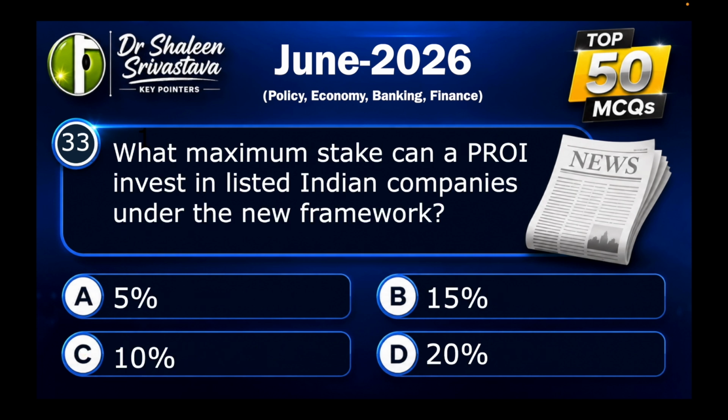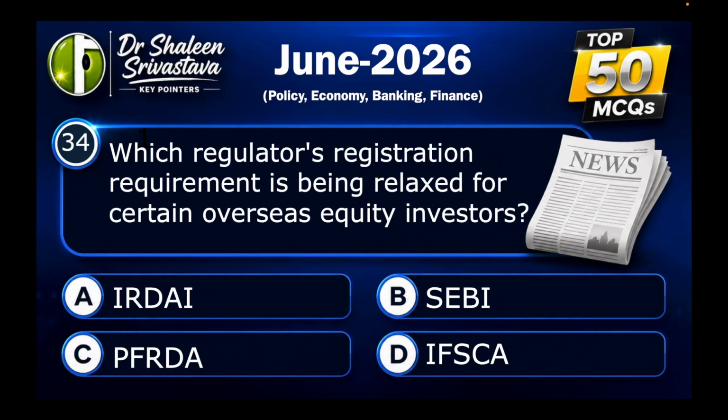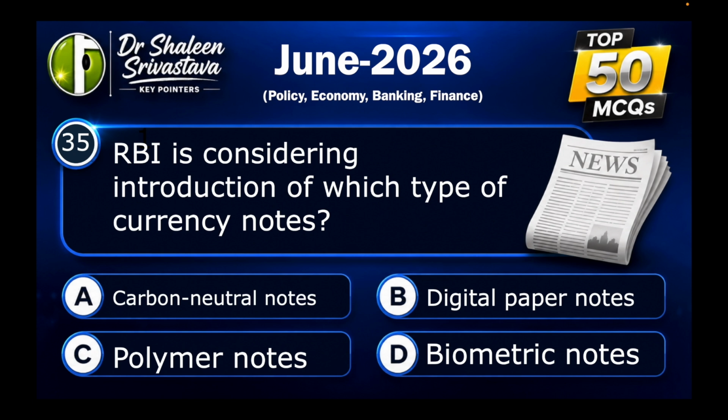What maximum stake can a PROI invest in listed Indian companies under the new framework? The correct answer is C. 10%. Which regulator's registration requirement is being relaxed for certain overseas equity investors? The correct answer is B. SEBI. RBI is considering introduction of which type of currency notes?